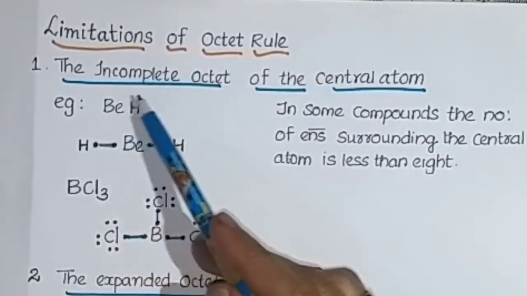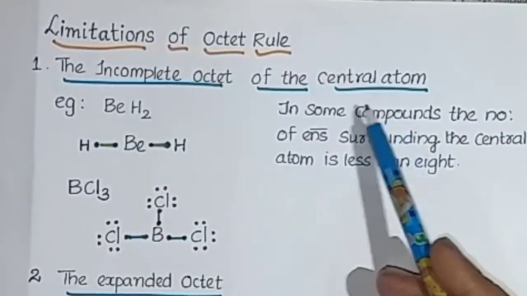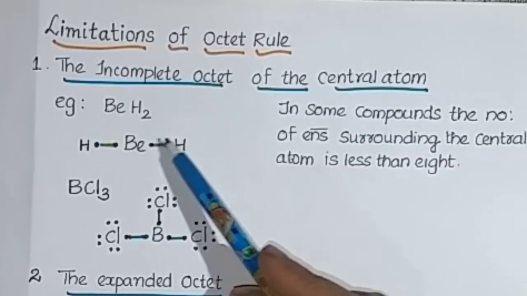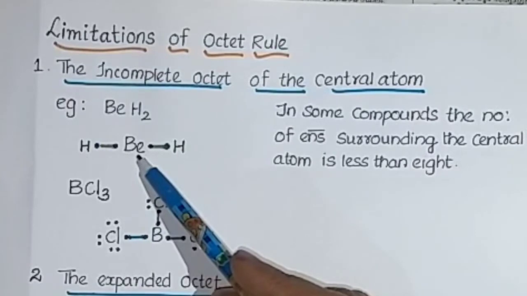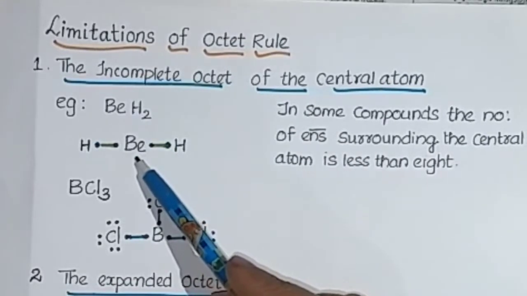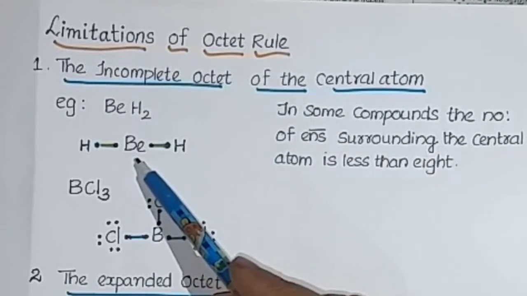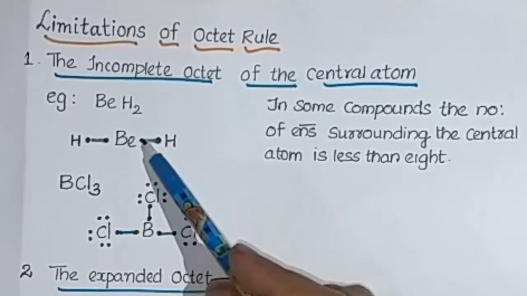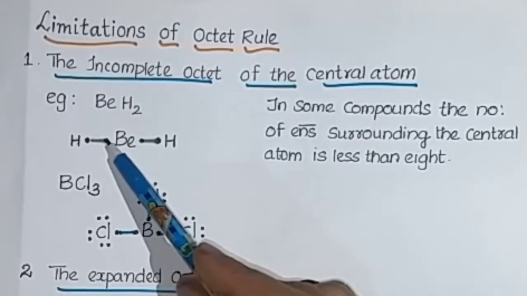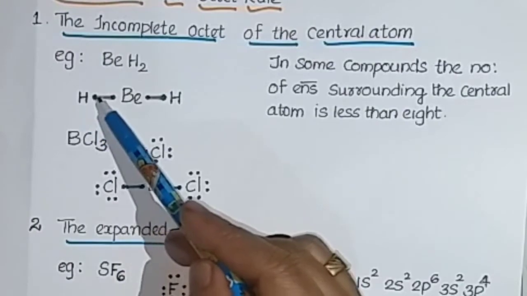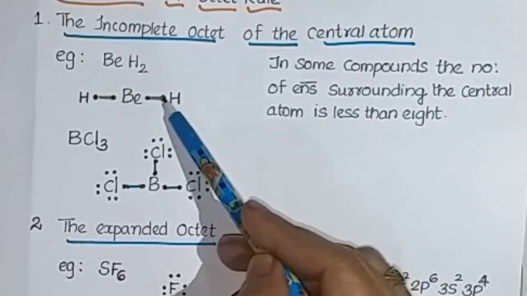First one is the incomplete octet of the central atom. That means in some molecules or compounds, the number of electrons surrounding the central atom is less than 8. For example, beryllium hydride. You know, beryllium, atomic number 4, has 2 valence electrons. So in the dot representation, beryllium has 2 valence electrons. Then hydrogen, in Lewis representation, has 1 dot. Here also 1 hydrogen, 1 dot.